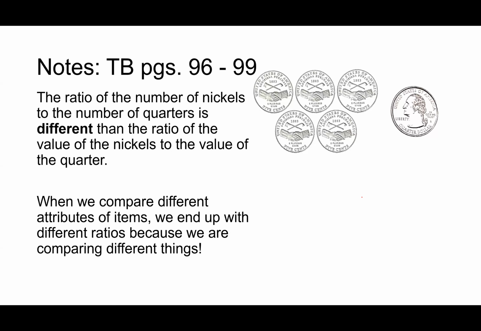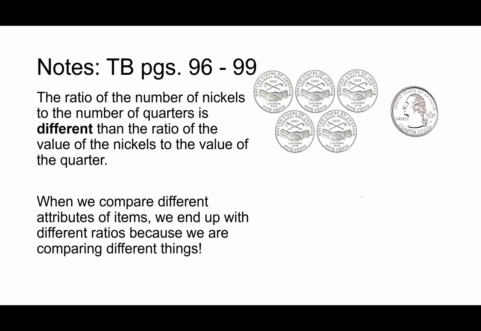Okay, good. So what I want you to understand is that when we compare different attributes of items, we end up with different ratios because we're comparing different things. So super, super important. You guys are going to have to keep straight what am I comparing in this word problem. It's not always going to be just physical items, right? In that last example, we compared the physical coins, but then we also compared the value, and they were different ratios.